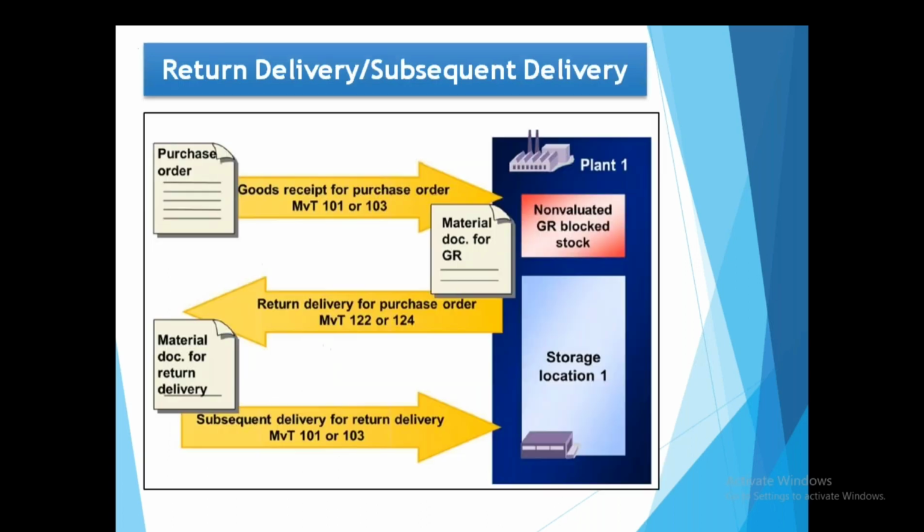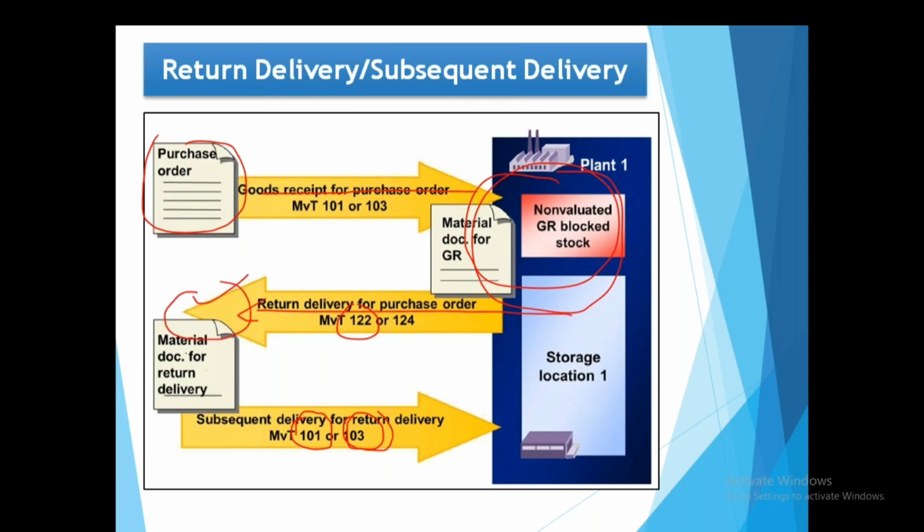Okay, so this is called subsequent delivery. For subsequent delivery, the movement type can be 101 or it can be 103. This is the flow we are discussing. We created the purchase order with movement type 101. We received the material, and with 122 movement, we again returned the material back to the vendor.